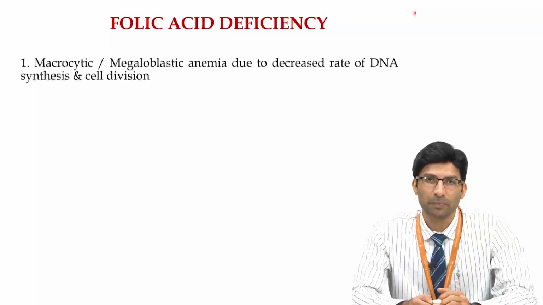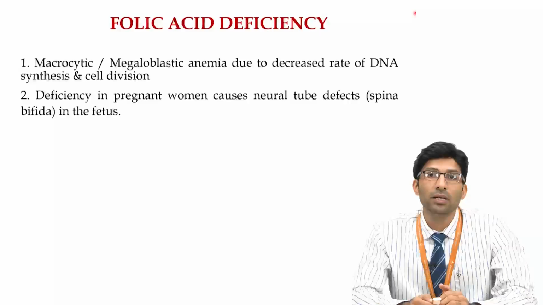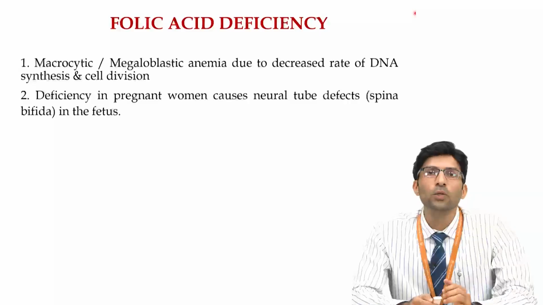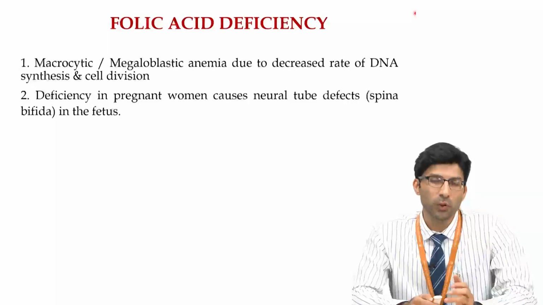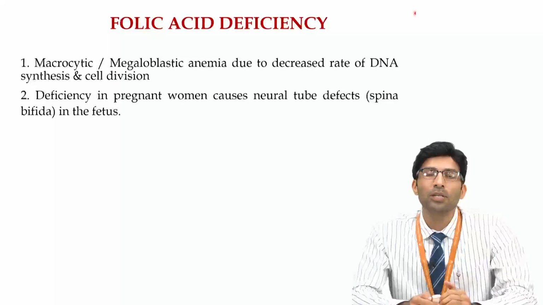peripheral blood smear. Folic acid deficiency can also lead, in pregnant women, to a neural tube defect which is called spina bifida. In the fetus, in the first month of the pregnancy, there should be a closure of the neural tube. If the neural tube is not properly closed, the backbone, the spinal cord will not be properly formed.